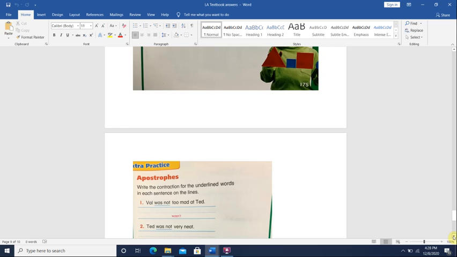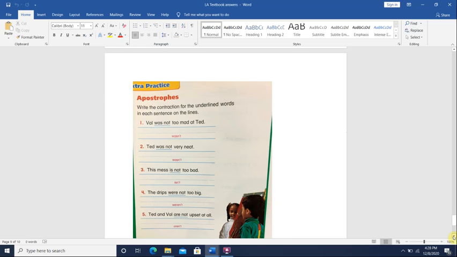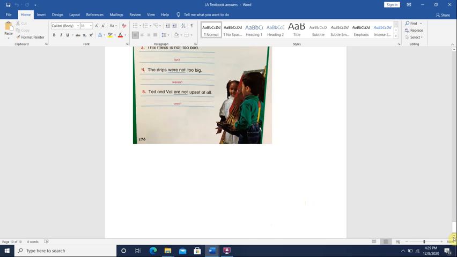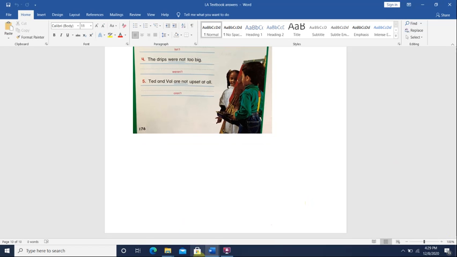Okay, apostrophe, the same thing, whether it's in the present tense or in the past tense. We do the same thing when we have two words, and one of them is not. So was not, the contraction is wasn't. Is not, isn't. Were not, weren't. Are not, aren't. Okay? And that was the Unit 3 review. Okay? I hope it was easy, and I hope you guys were able to answer it all by yourself.